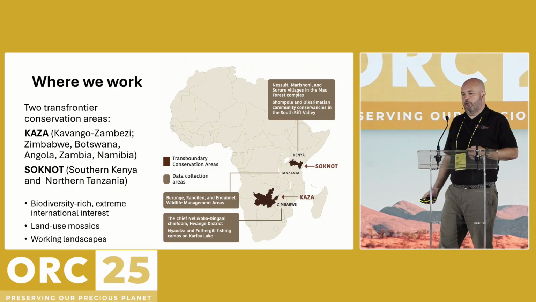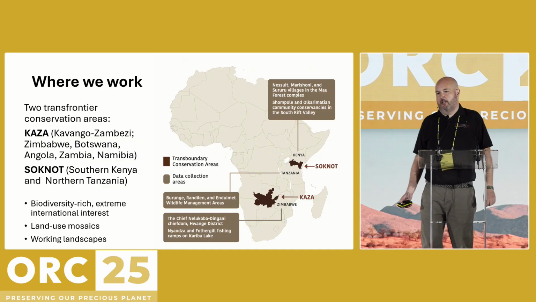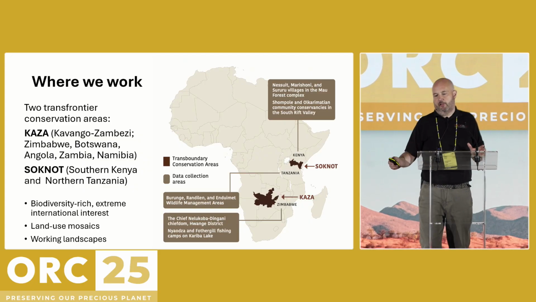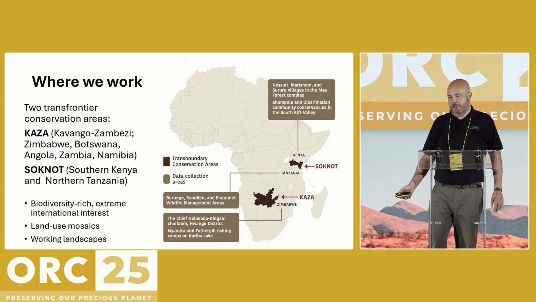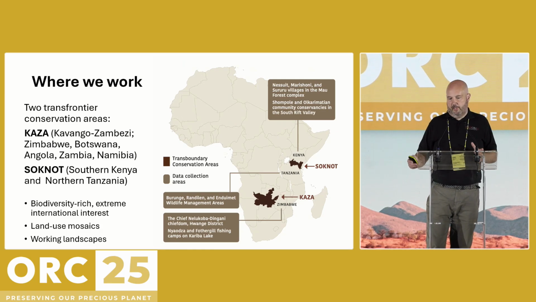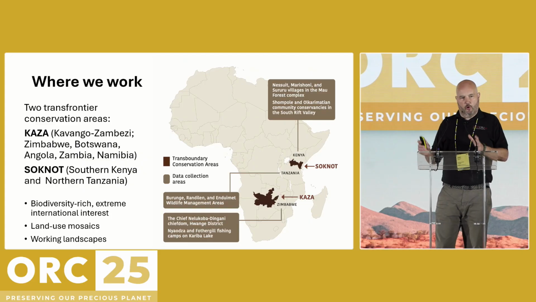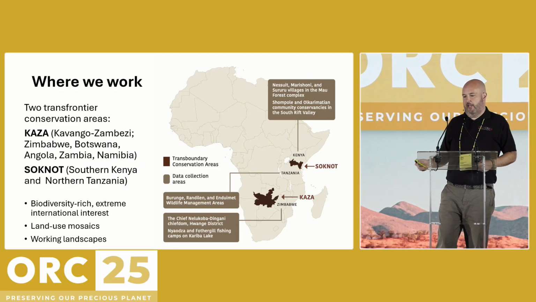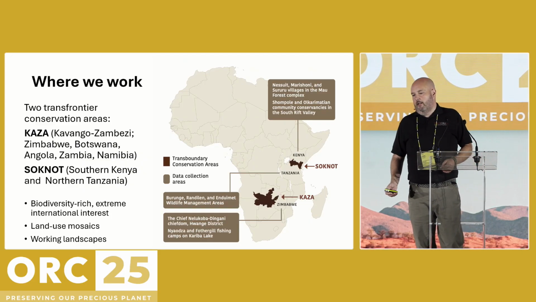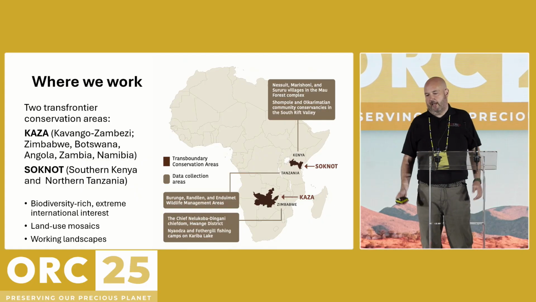So we work in 2 trans-frontier conservation areas, one in East Africa and one in Southern Africa. And we have 5 rural project locations across 3 countries. And these places where we work, where we do the in-person fieldwork, are biodiversity rich. They're also focal points for extreme international interest and funding. And they're land use mosaics that are home to millions of people, they're working landscapes.